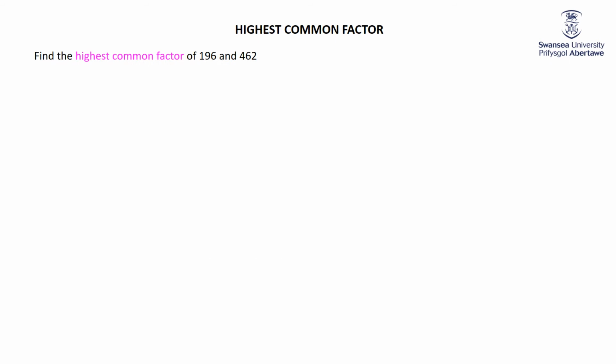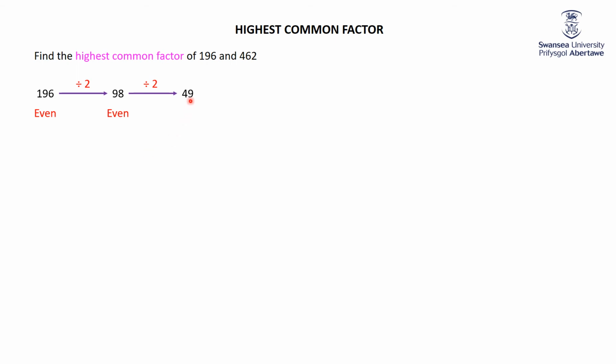Find the highest common factor of 196 and 462. Now, I can't do that by inspection. Maybe we've got some people in here who can look at that and do that, but I'm not even going to try. So I'm just going to go ahead and do the factorization. 196 is an even number. So let's divide that by 2 to get 98. That is also an even number. So let's divide that by 2 to get 49.